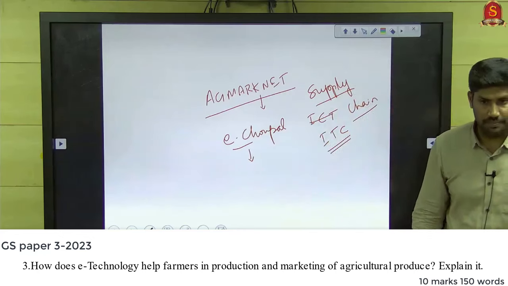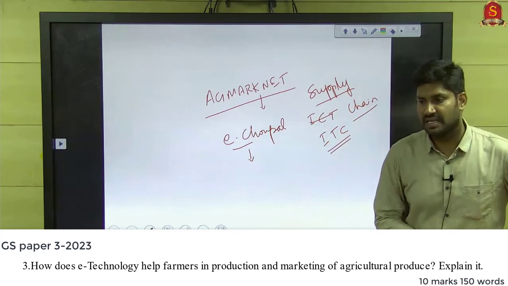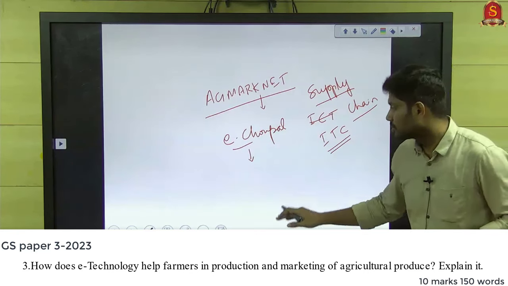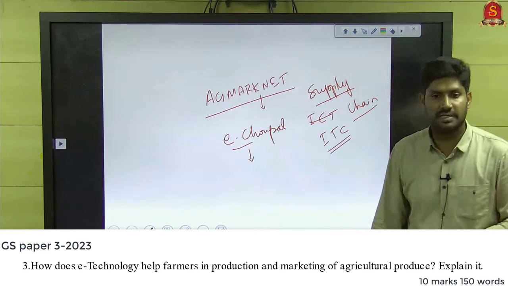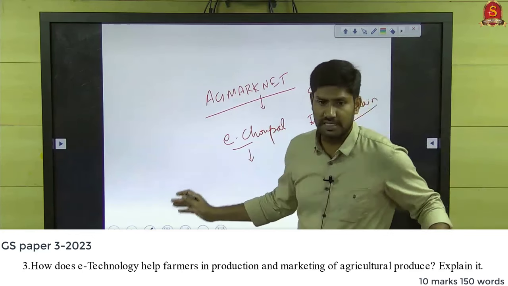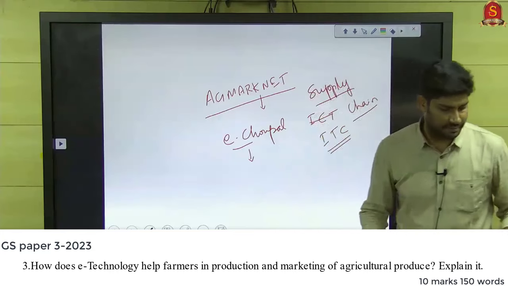Right. So finally, one conclusion. After giving the examples under the production and marketing area, then we can conclude the question. Technology is important for doubling farmers' income, and this is the future of agriculture, right?